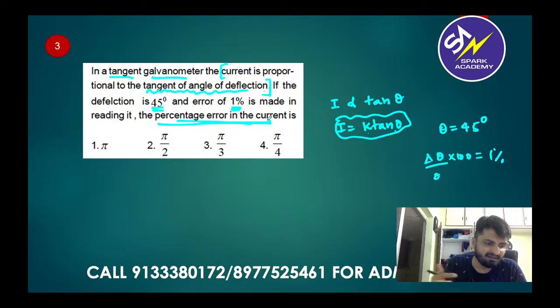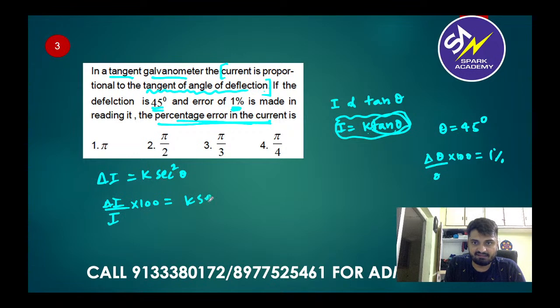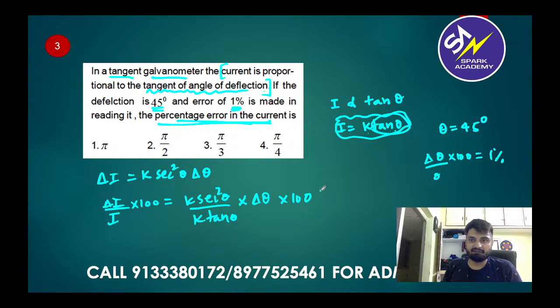So let's do it normally. So what is delta I? Delta I is K into the derivative of tan theta. Derivative of tan theta is secant square theta. So what will be delta I by I into 100? Delta I by I into 100 will be K secant square theta by K tan theta, into delta theta, into 100 basically. Correct? Everybody? All of you please?